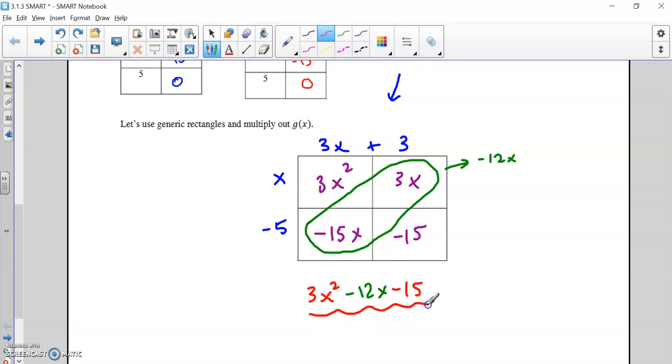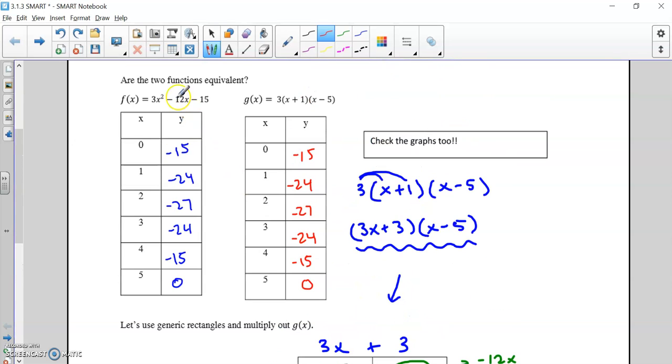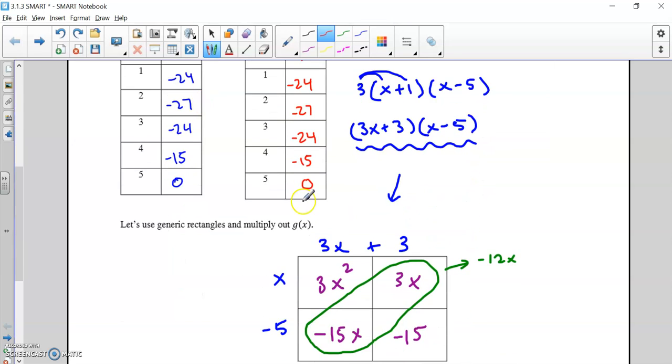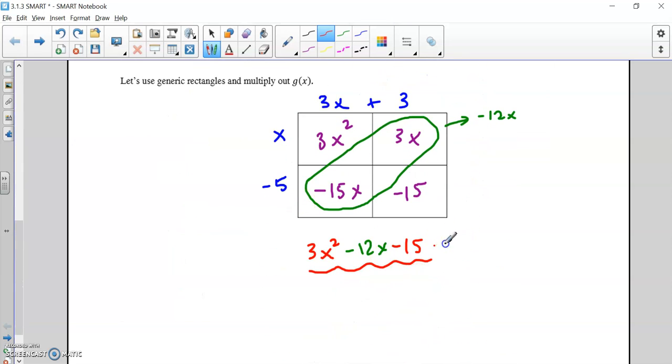So now you look at this and you say, is this the same thing as f of x up here? And sure enough, f of x is the same exact equation as what we got down here. And that is how we know for a fact that they are equivalent functions.